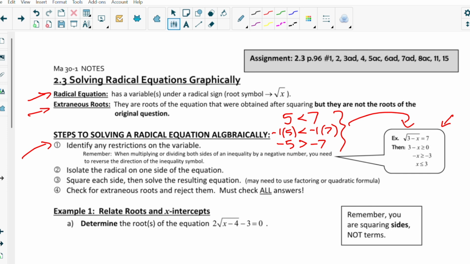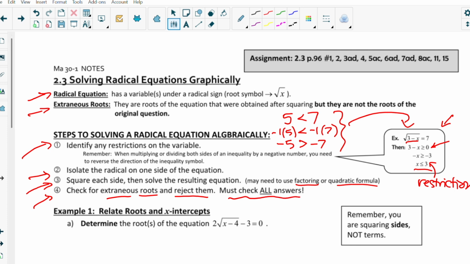When you look for restrictions on the variable, you take the radicand, set it greater than or equal to 0, and solve the inequality for x. And that's your restriction. 2. Isolate the radical on one side of the equation, square each side, solve the resulting equation. You might need to factor or use the quadratic formula. Check for extraneous roots and reject them. You must check all answers.